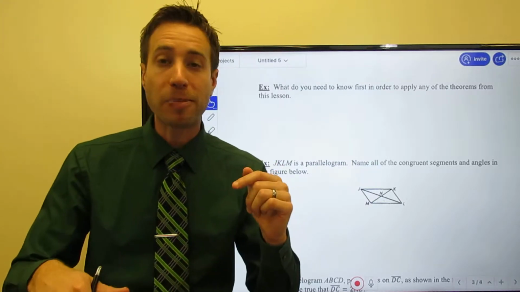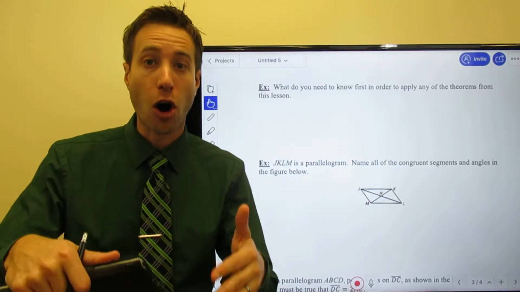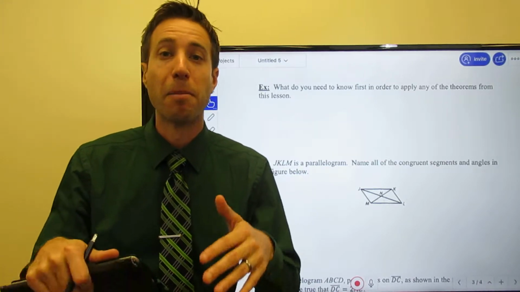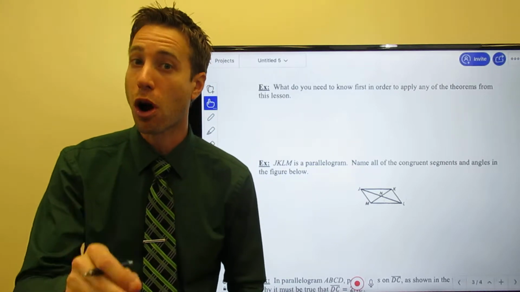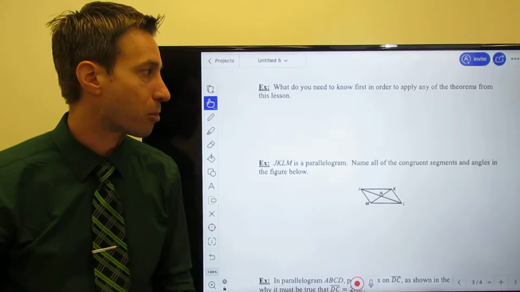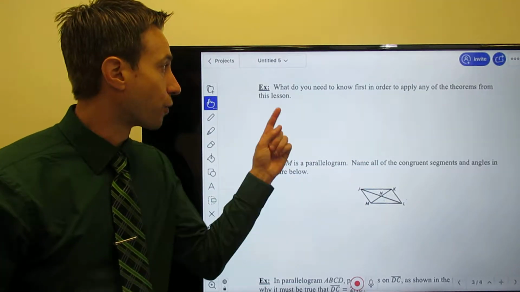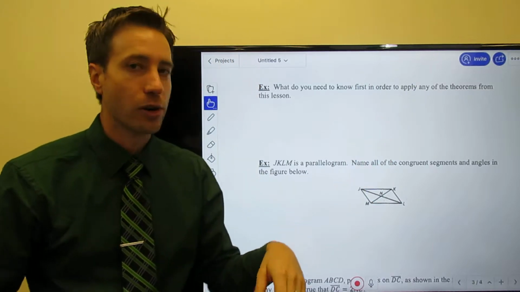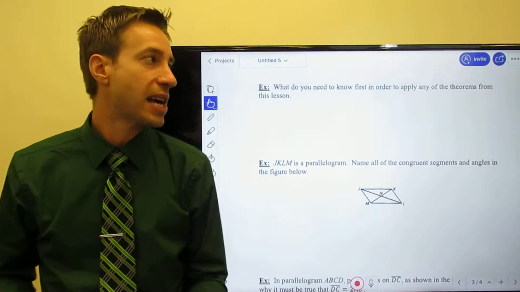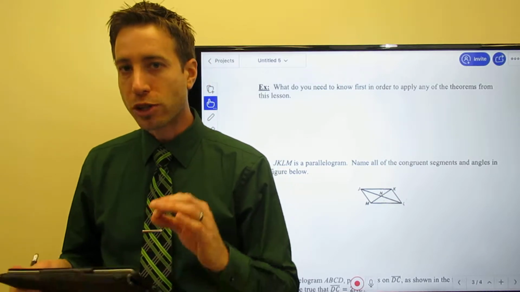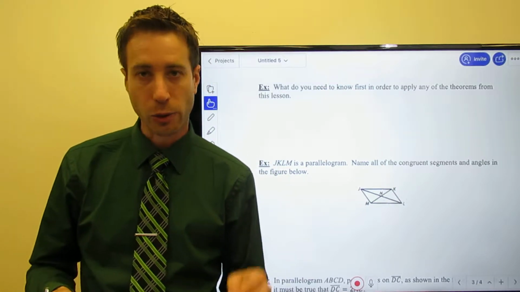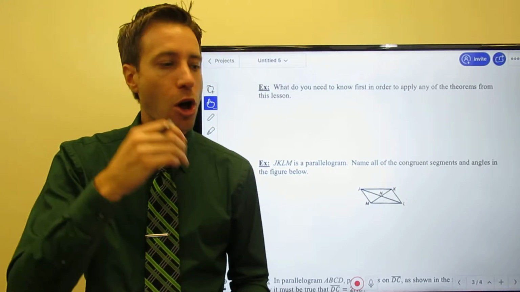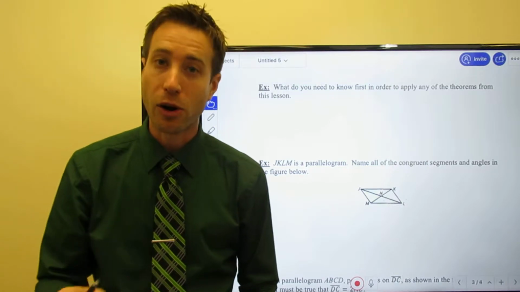You need to know that the opposite angles of a parallelogram are congruent, and you need to know that the diagonals of a parallelogram bisect one another, right? Those are our relationships. So let's go ahead and take a look at a couple more problems here. What I'm asking you in this first one is, what do you need to know first in order to apply the theorems we've learned in this set of videos and this section of notes? Well, we're talking about quadrilaterals, four-sided figures. But the theorems we just talked about only apply to parallelograms.